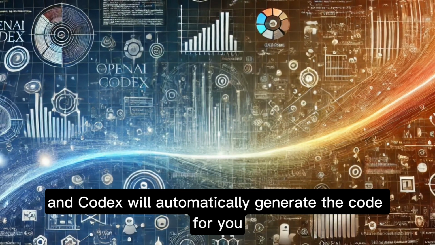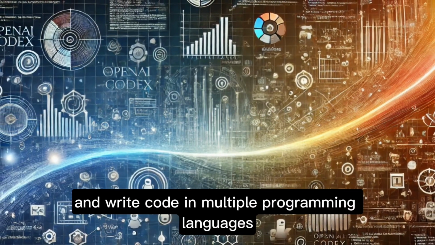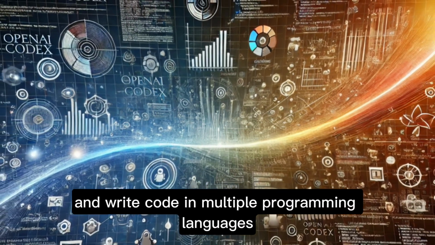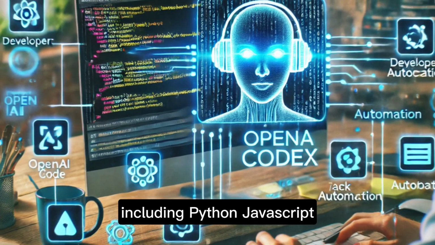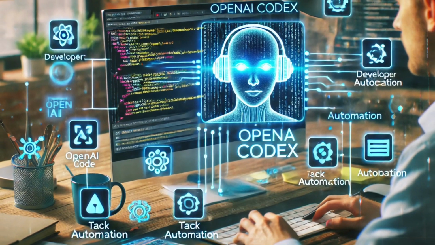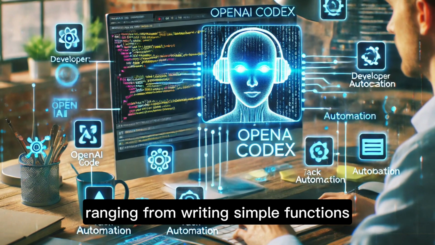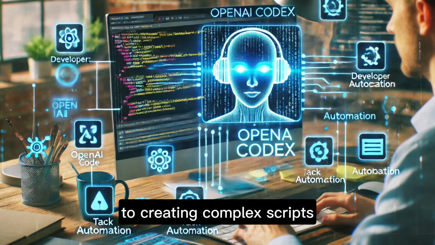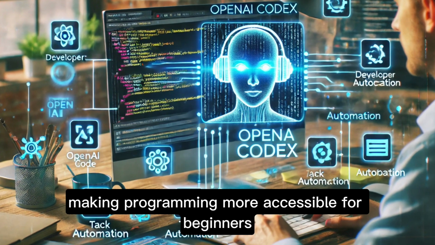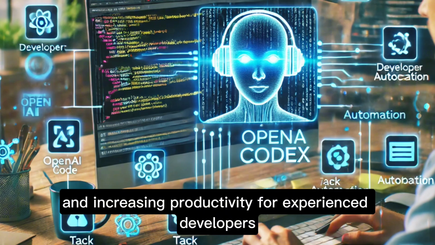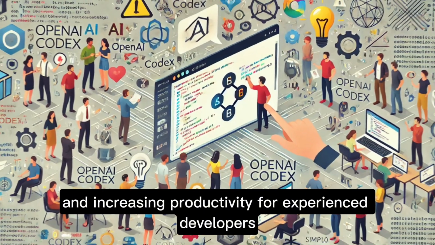In other words, you can describe in words what you want the code to do, and Codex will automatically generate the code for you. Codex can understand and write code in multiple programming languages, including Python, JavaScript, Ruby, Go, among others. It can assist with tasks ranging from writing simple functions to creating complex scripts, making programming more accessible for beginners and increasing productivity for experienced developers.